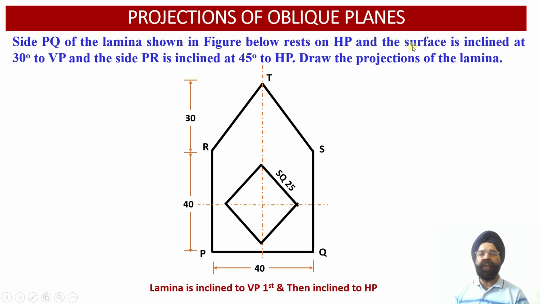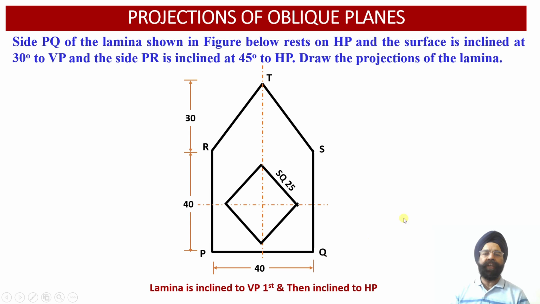Now, since the surface of the lamina is inclined at an angle of 30 degree with respect to the vertical plane in the first instance, to begin with, we are going to assume that this lamina will be first of all parallel to the vertical plane. That is, onto the vertical plane in the front view projection, we are going to obtain the true shape projections of this particular lamina. And these true shape projections drawn on the vertical plane will be drawn above the XY reference line with edge PQ resting onto the ground.